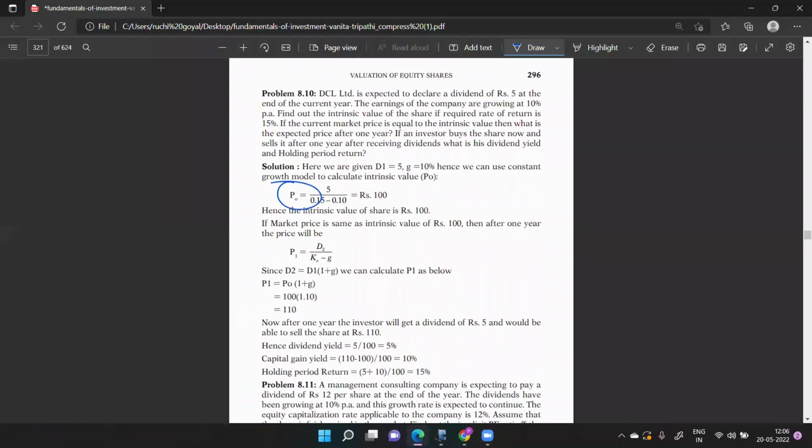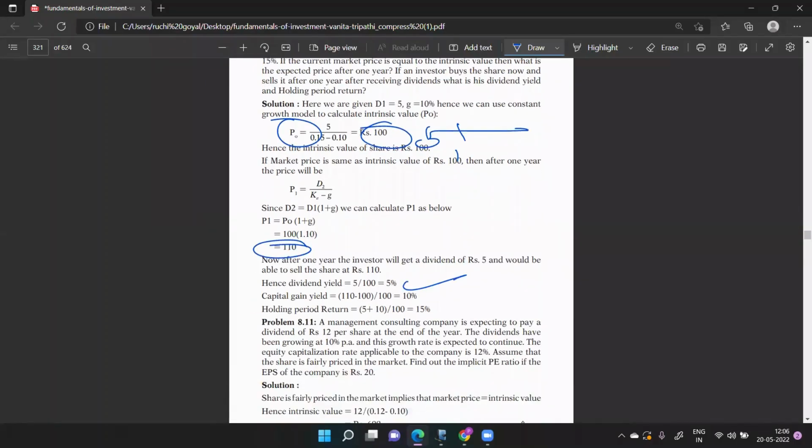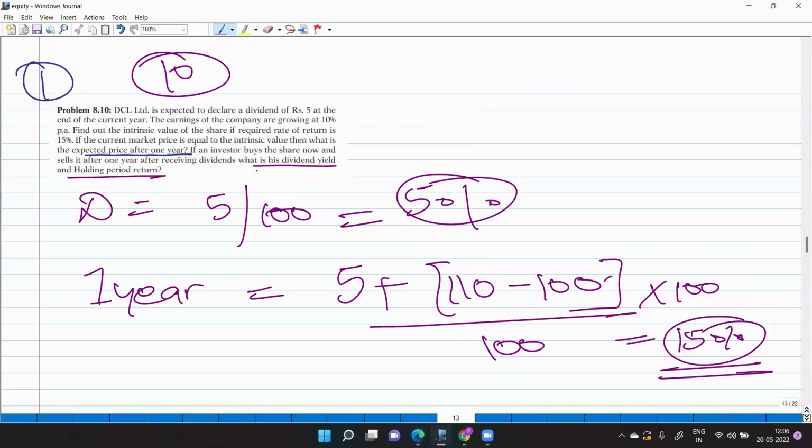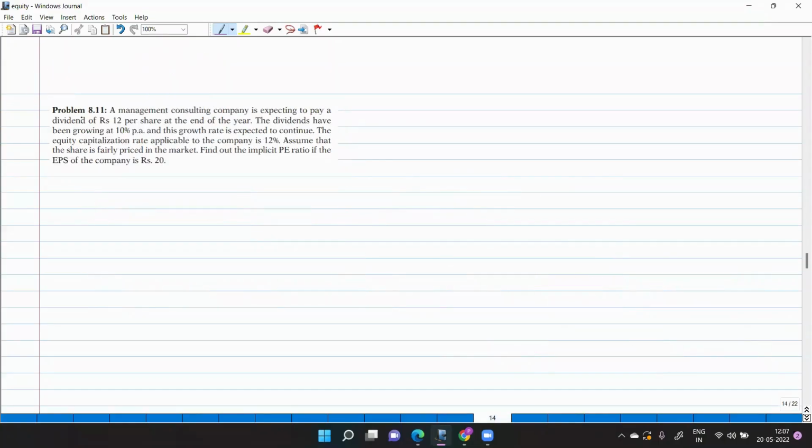तो प्राइस जब मैं 0 पे खरीदी मेरा 100 आ रहा था, 1 पे खरीदी तो 110 आया. 5% is the dividend yield and holding period is 15%. ठीक है, इसने कैपिटल गेन भी निकाल दिया. It wasn't told कि हम निकाले and it's okay. ठीक है, तो 5% and 15%. Now let's move on to the second question.